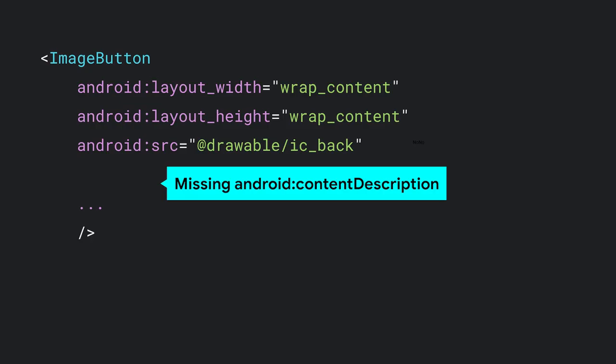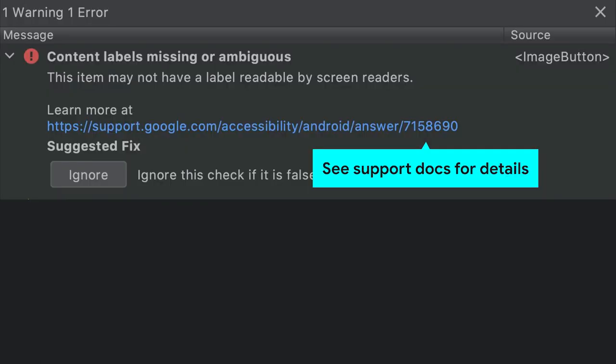Consider this image button, which does not have a content description. This image button cannot be properly discovered by screen reader users, and they will hear "unlabeled button" or something equally unhelpful when they focus on it. This generates an ATF warning in Studio's issue panel.